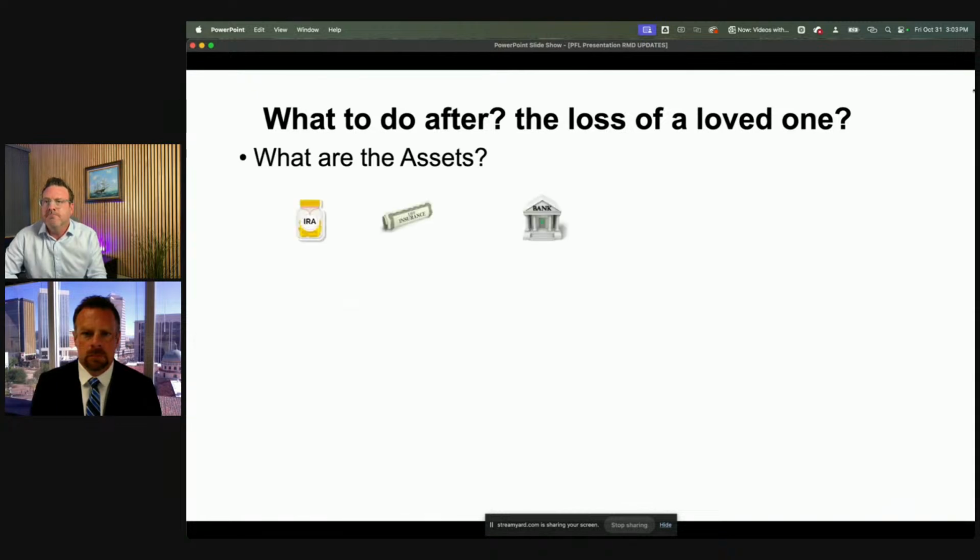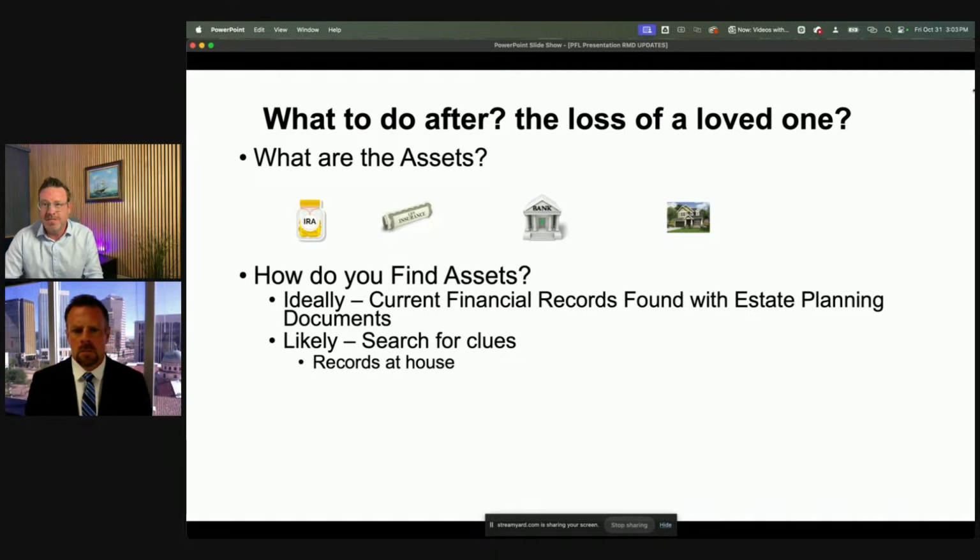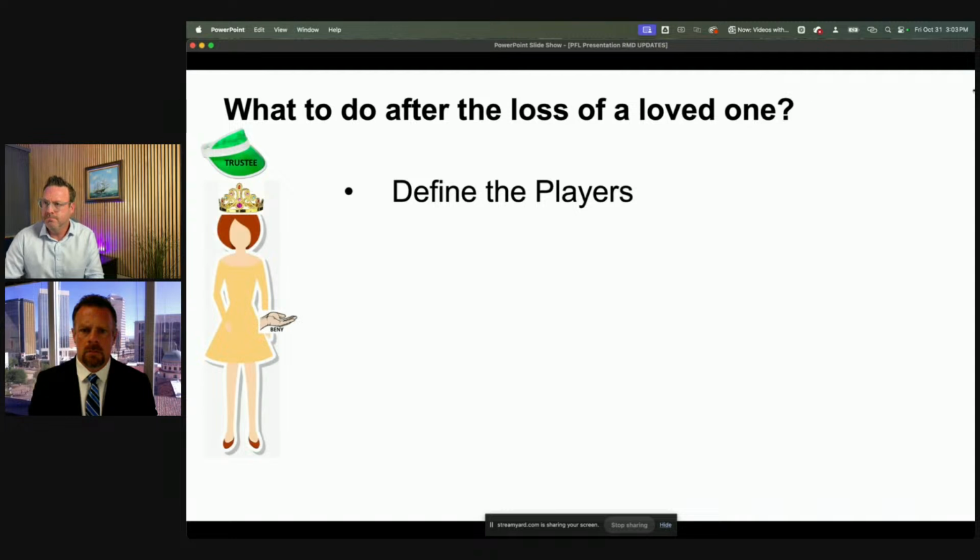Okay, so this is the way I evaluate estates. So what to do after the loss of a loved one. First question is, what are the assets? Are there retirement accounts, life insurance, bank accounts, real estate? What are we dealing with? So ideally, you have some financial records so you can find these things, but sometimes it's kind of a search for clues, like finding statements at the house or just figuring out what they owned.